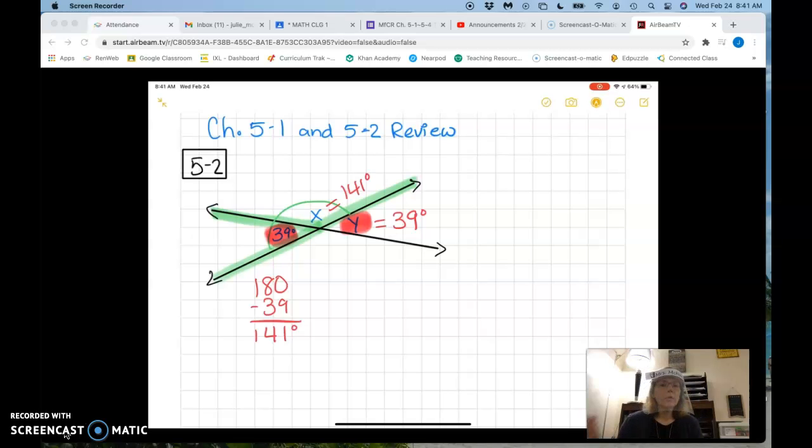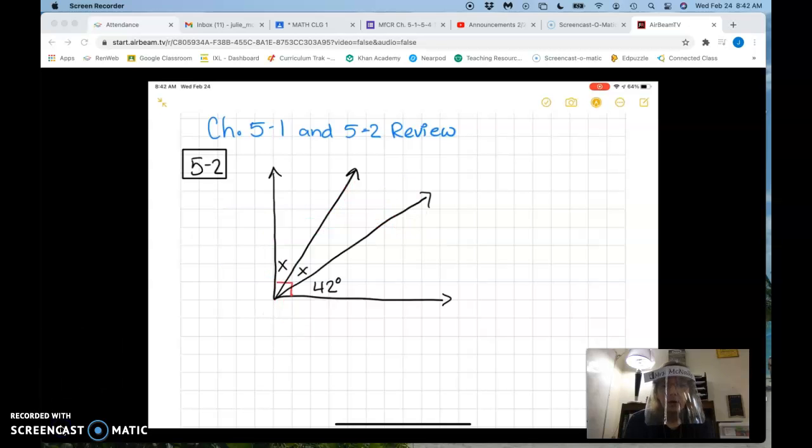Okay, so use what you know to make your life a little easier. Vertical angles are the same size. Okay, so what do I know about this angle? It's 90 degrees. Okay, so 90 minus 42 is going to help, which is 48. And then that means that this whole section is 48 degrees.